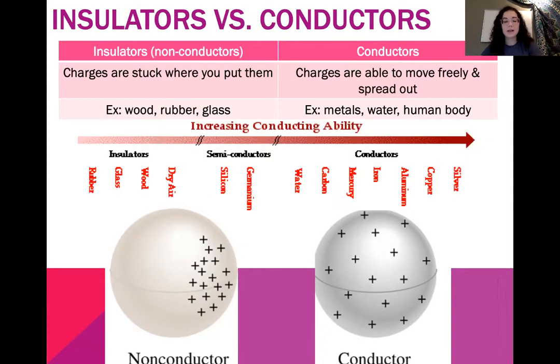Oh, last thing, looking at our two pictures, in our conductor, you can see that the positive charges are all spread out nice and evenly. In our non-conductor, they're all kind of clustered together because they just don't have the ability to move around.